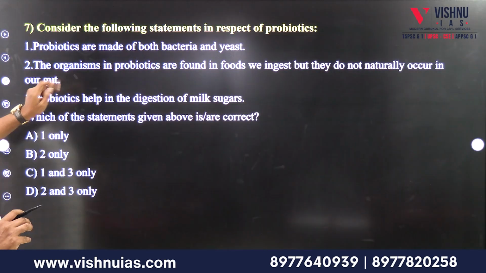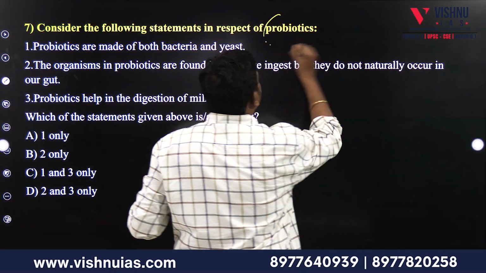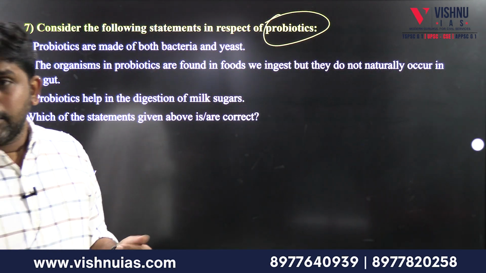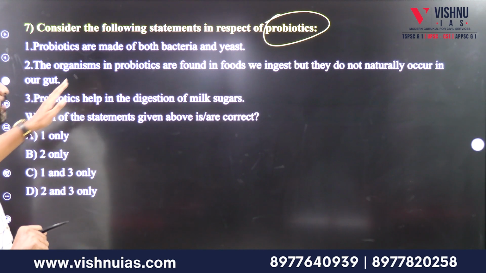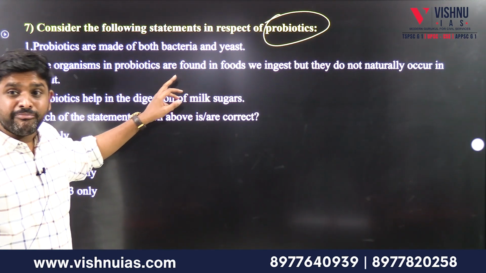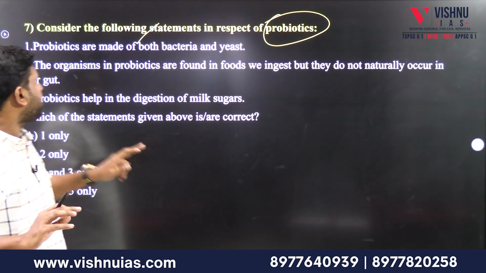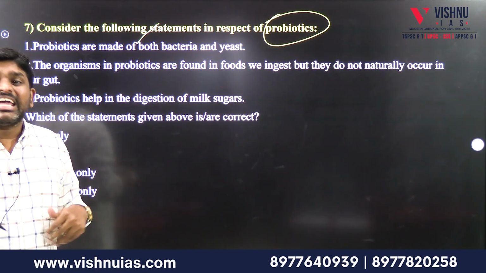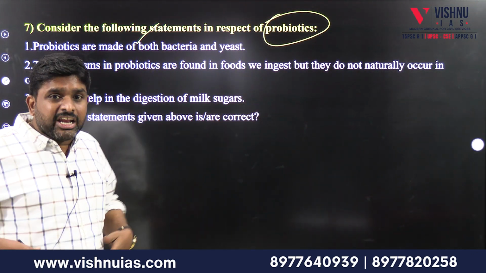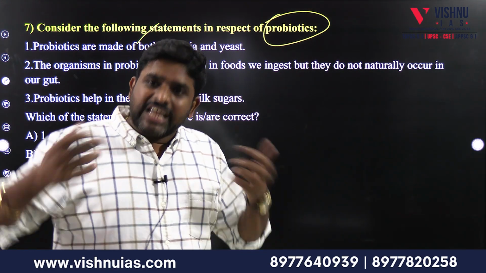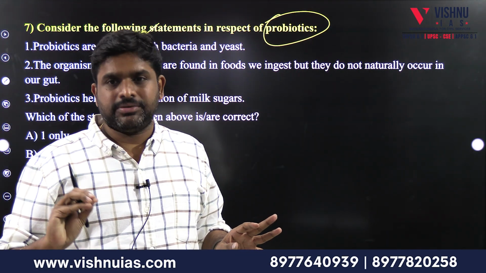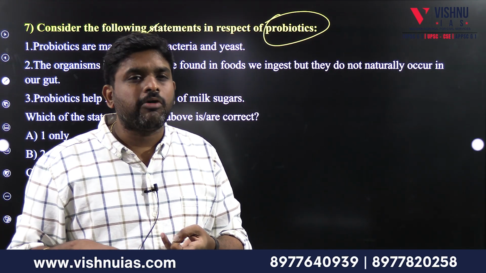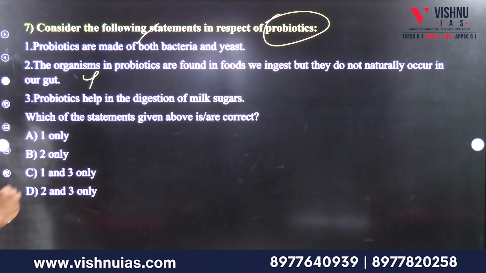A. Second question: consider the following statements in respect of probiotics. We know probiotics are good for health. What are probiotics? They are a combination of bacteria and yeast. True. The organisms in probiotics are found in foods we ingest. Yes, we get them externally, but they do not naturally occur in our gut? No. Gut means inside. They are naturally there, and we also get them through ingestion, which means by eating. They can also enter our body artificially. So this second statement is wrong.